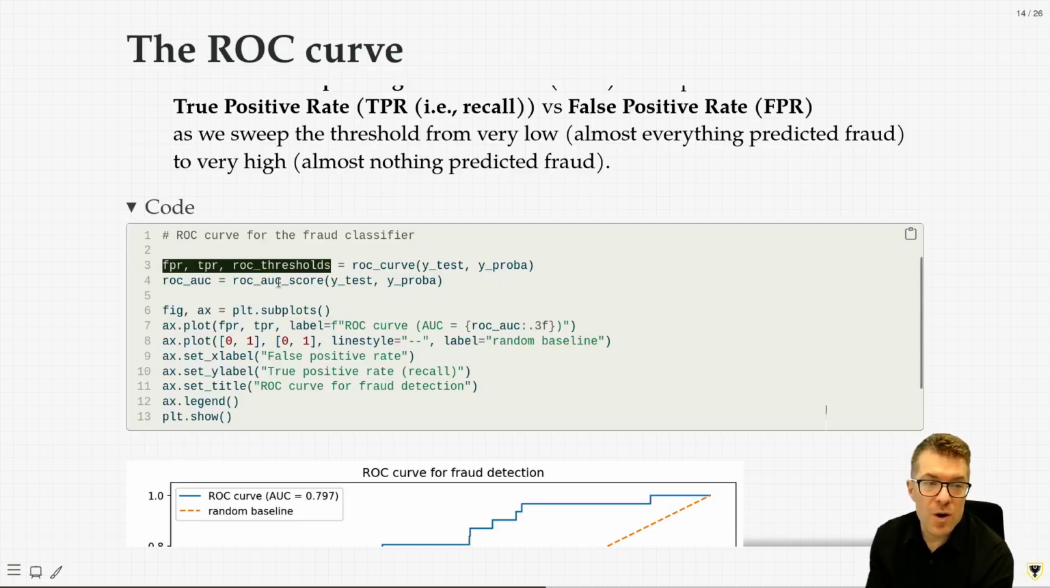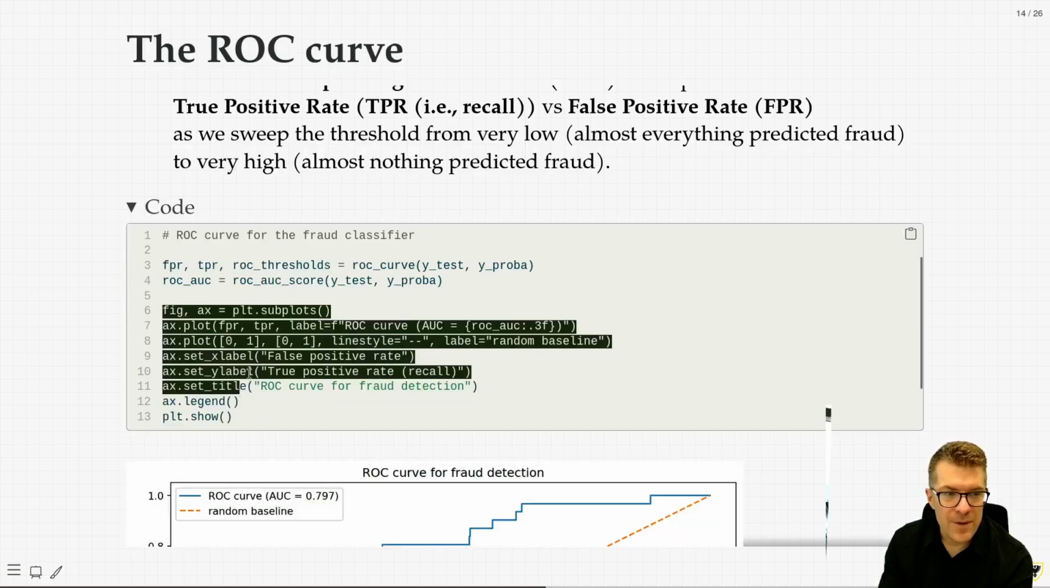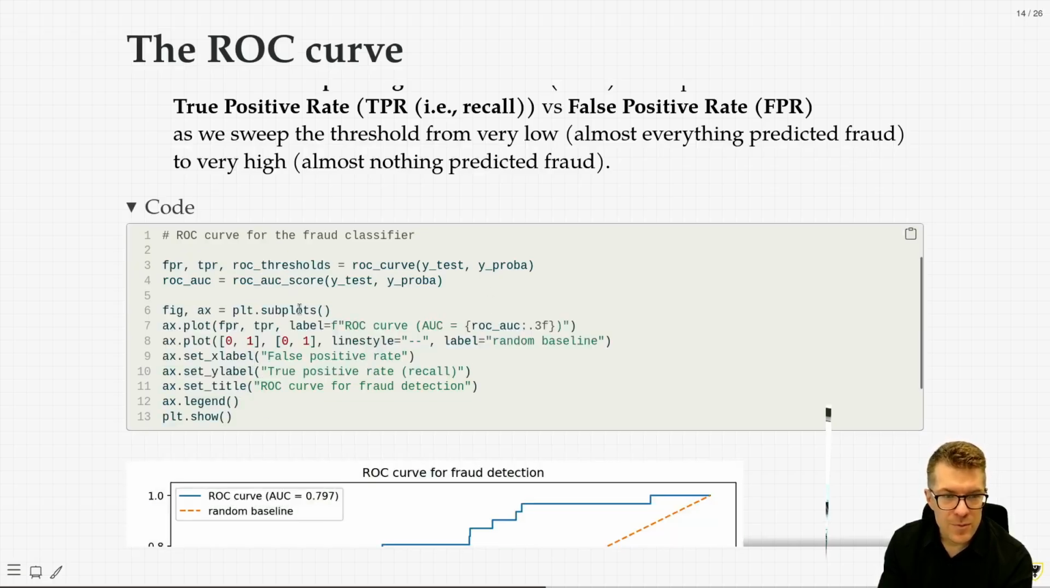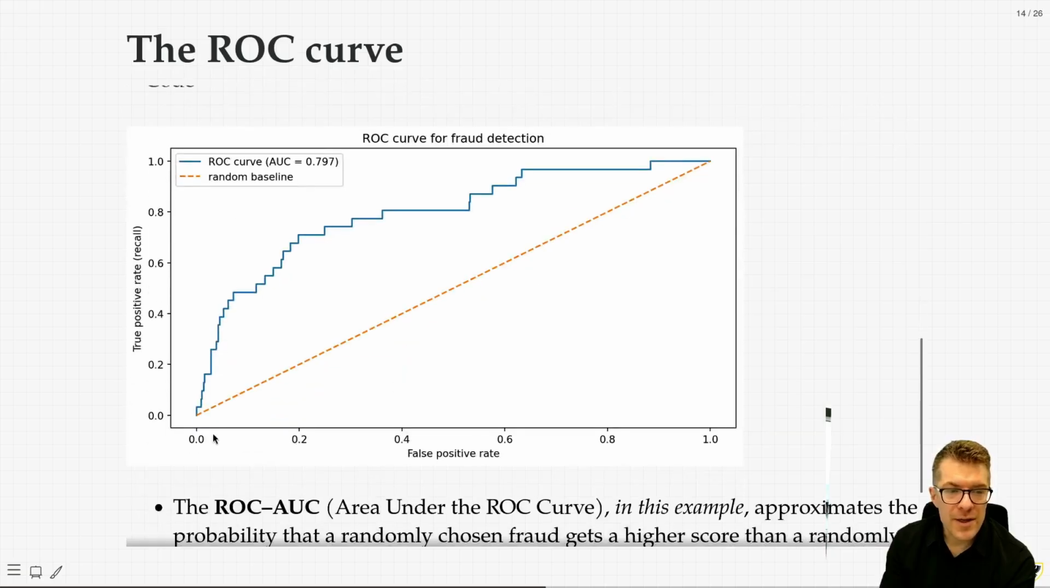You can also compute the ROC AUC score. AUC stands for area under the curve. It's essentially like an integral underneath the curve we're about to show you in a moment. And then we'll just plot it. We have our variables here: false positive rate, true positive rate. And then we just plot them from 0 to 1. And we're good to go. So this is what a ROC curve looks like.